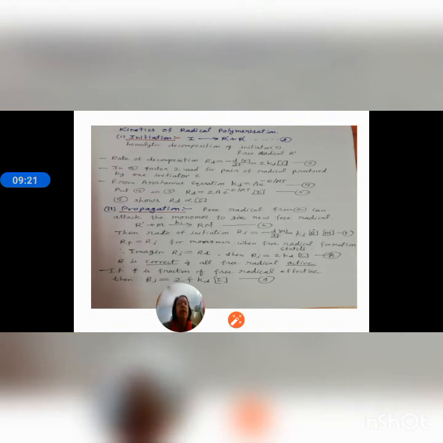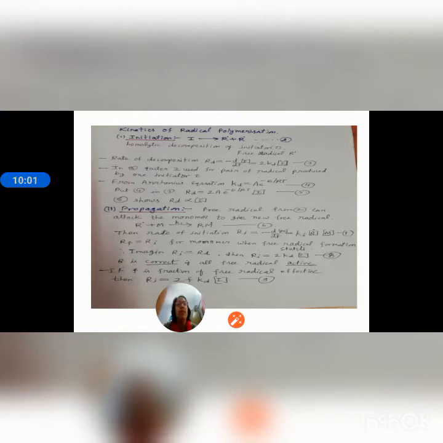Then we see that from the Arrhenius equation, rate of reaction equals A e to the power minus E upon RT. Similarly, the rate constant of decomposition from the Arrhenius equation is given by equation 4, Kd equals A e to the power minus E upon RT. If we put equation 4 in equation 3, then we find Rd equals 2A e to the power minus E upon RT into I concentration, equation 5.